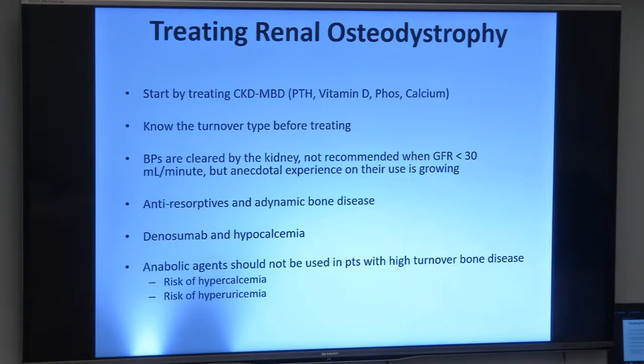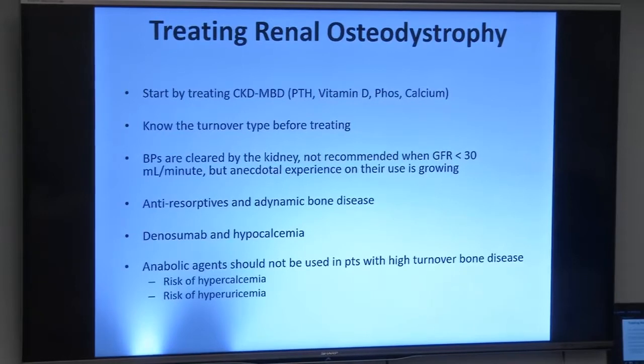And if you have a patient with mild renal failure and you check a PTH after you give them DMAB, you will see the PTH go up. Okay, your nephrologist will begin to freak out. You will tell them that it's okay.